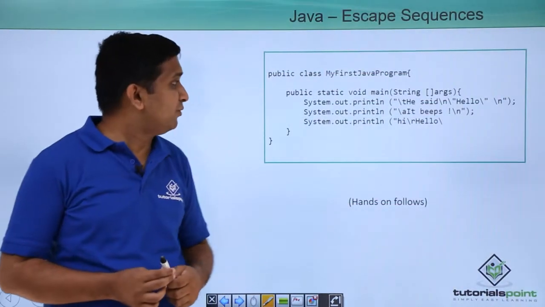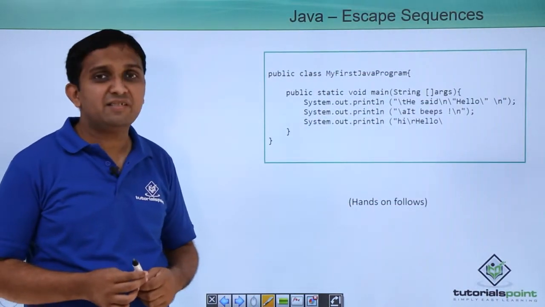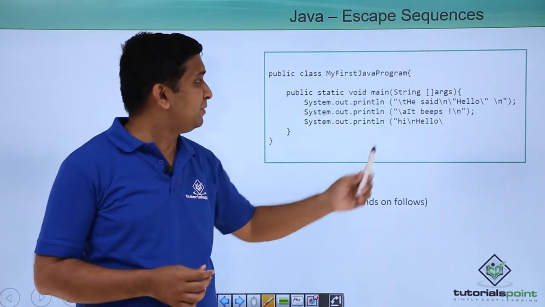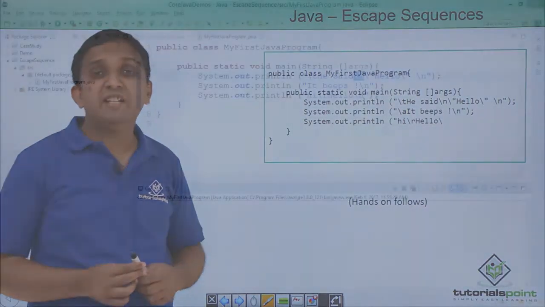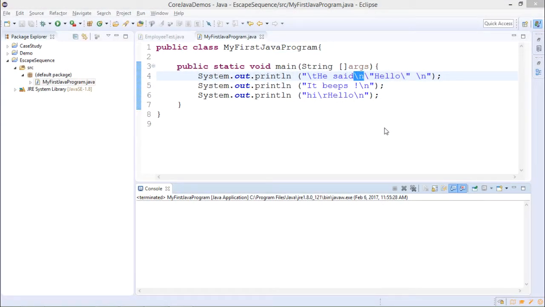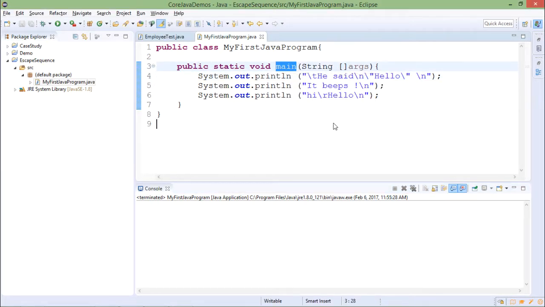This is one sample program which is shown regarding the escape sequences. They have used many escape sequences here. So let me implement the same program in Eclipse. To demonstrate escape sequences, I have written one simple program where main method is implemented. Inside the main method, I have displayed few outputs using system.out.println. Now when I display the output, I have used escape sequences like backslash t, backslash n, backslash r, backslash double quote. Let me run this program and I will check the output.